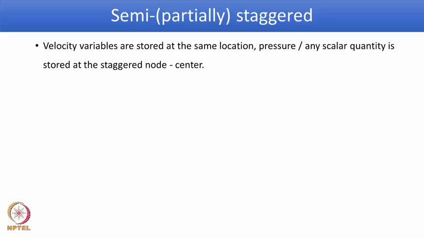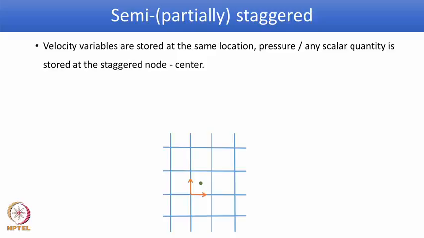Third arrangement is what is known as a semi or partially staggered arrangement. In this, velocity variables are stored at the same location, whereas the pressure or any other scalar quantity is stored at the staggered node or at the center. So, this figure explains the same mesh arrangement: u velocity and v velocity are stored at one same location, whereas the pressure is at the center. So, it is in between collocated and staggered.